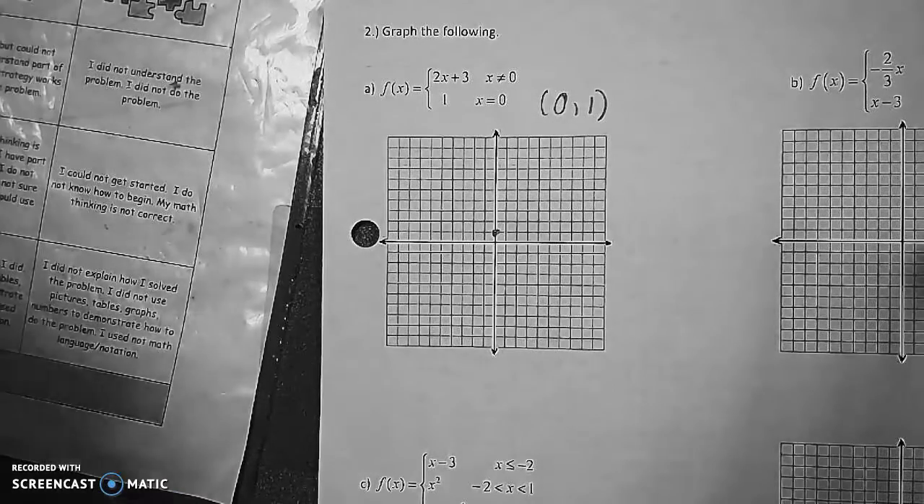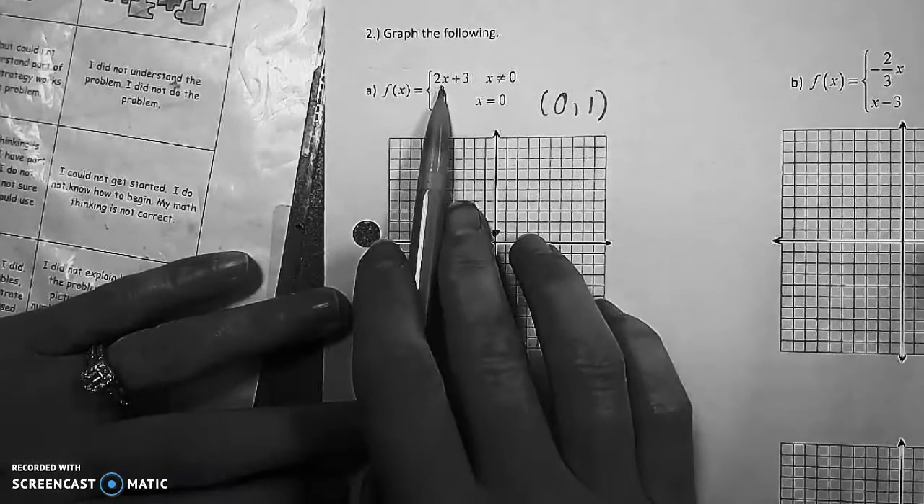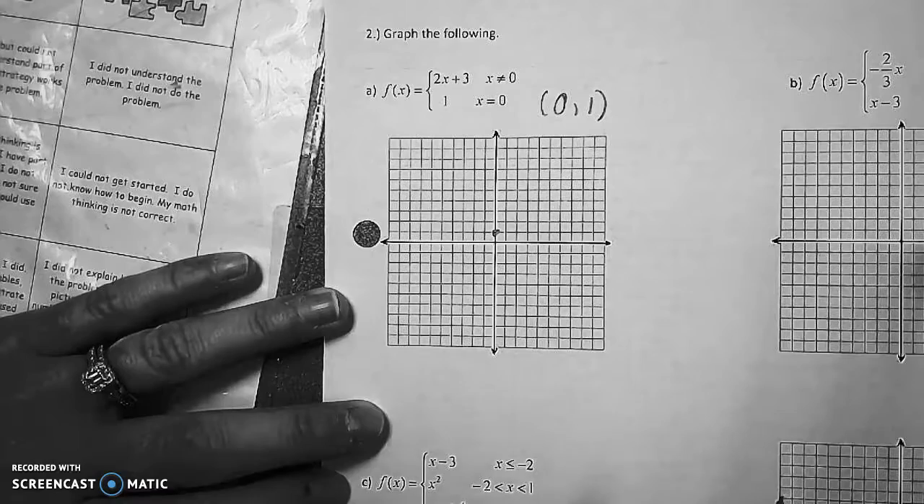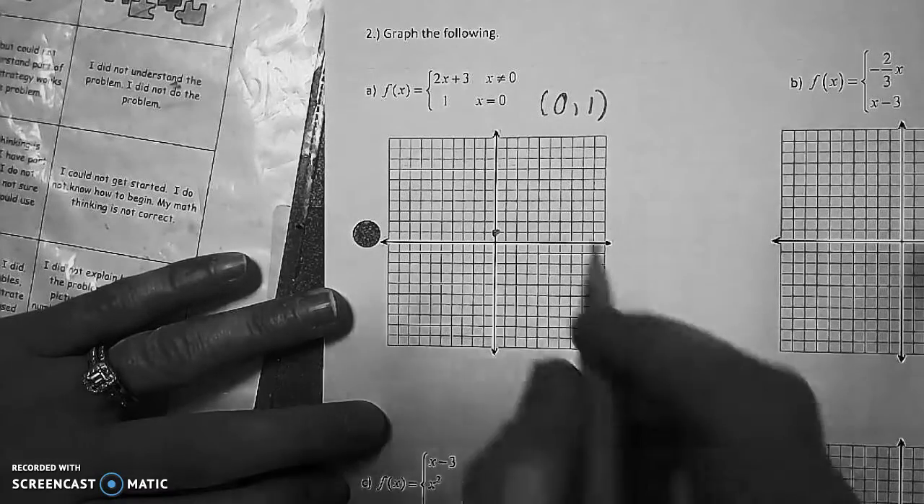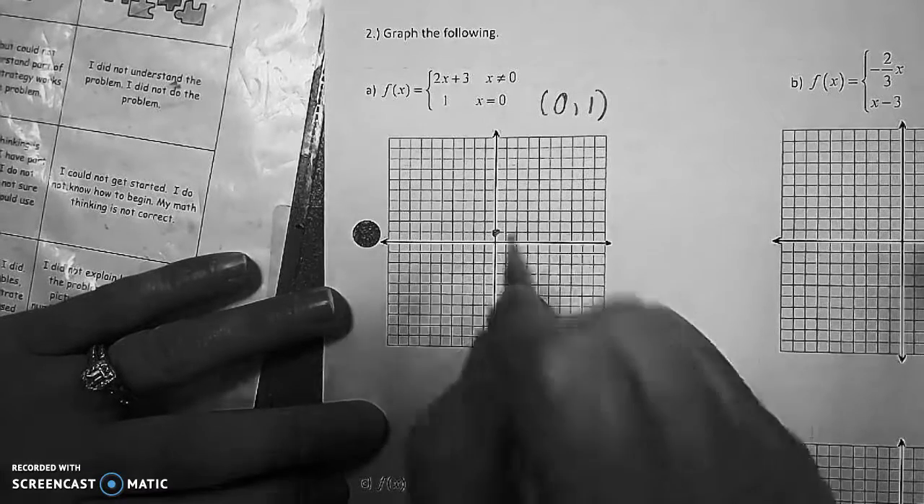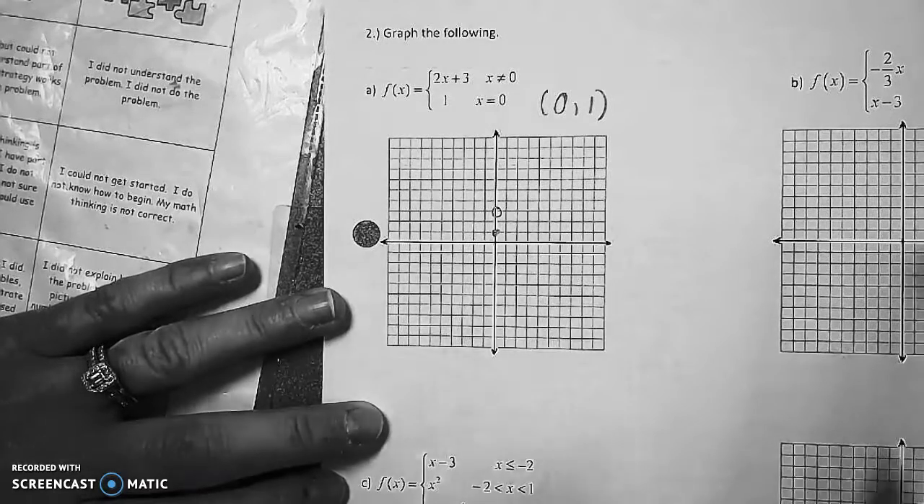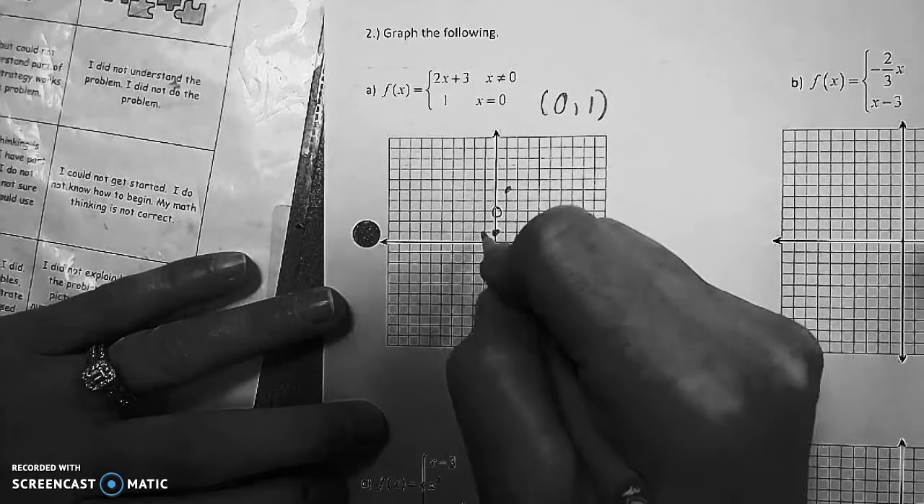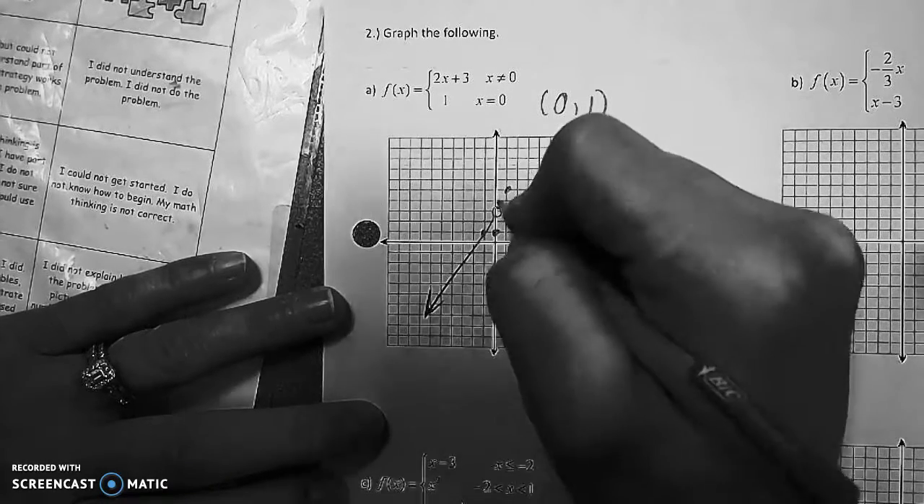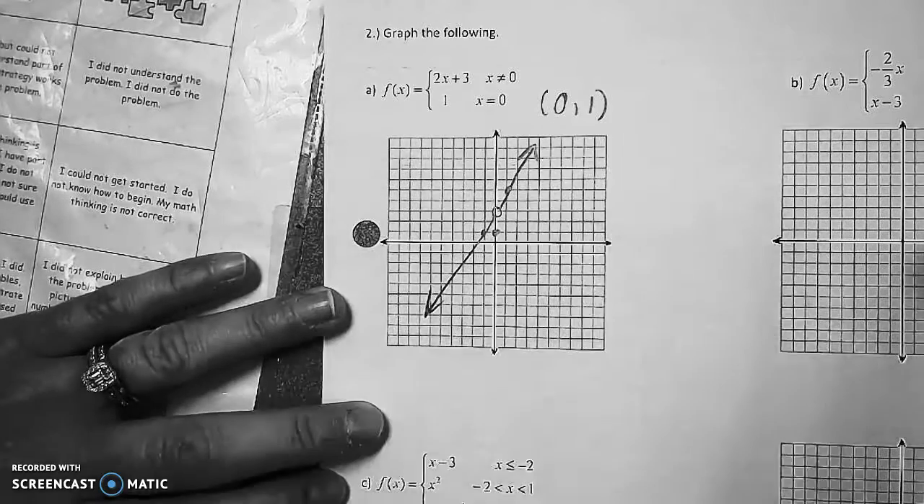And so then I would simply graph the line 2x plus 3, but I know that it doesn't exist at the x value of 0, and so I'm going to use the fact that it has a y-intercept of 3 and have an open circle there. And then our rate of change is 2, so it will exist everywhere else.